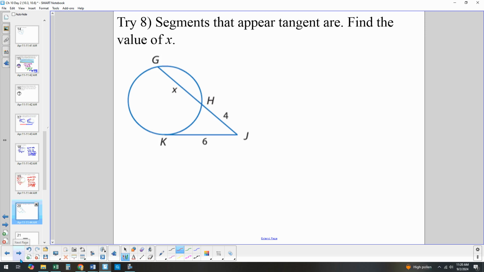This is the final one for you to try. It is not factoring, so don't worry about that if you don't have to factor. But the answer is posted online, and that is it. That is the end of sections 10.3 and 10.6.